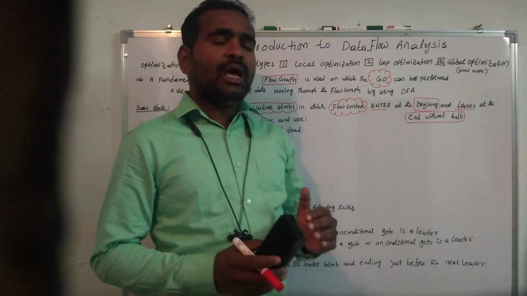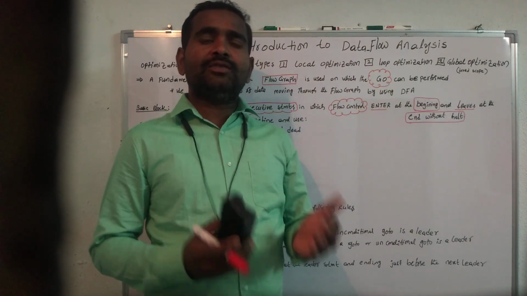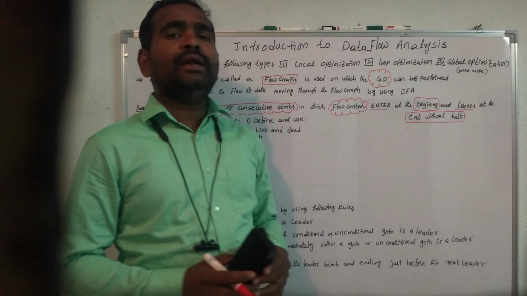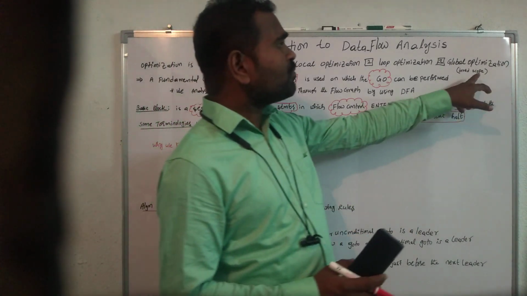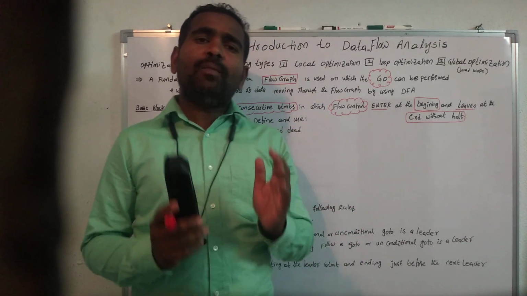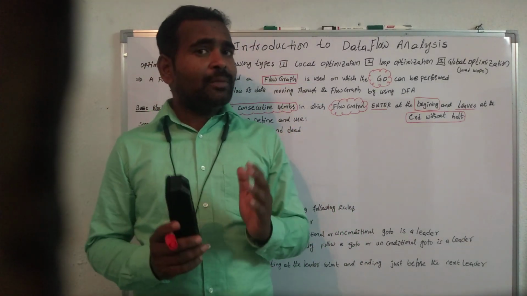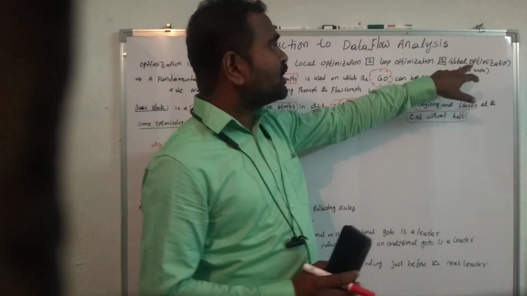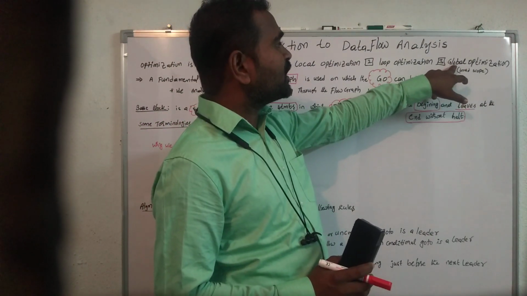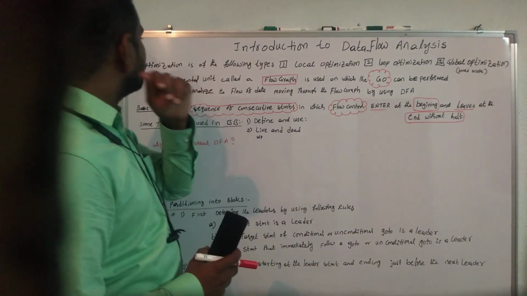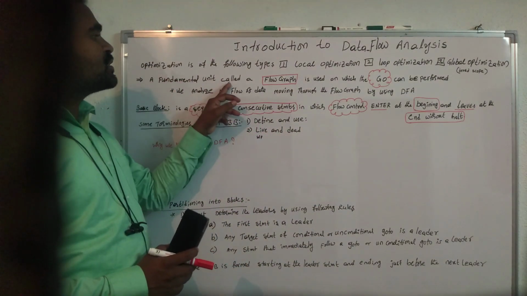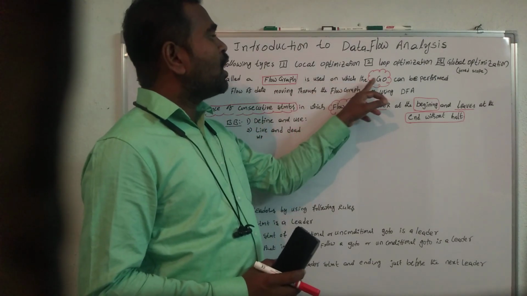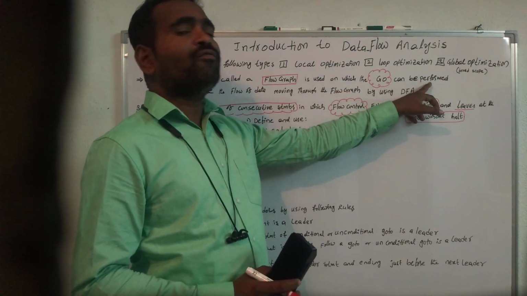Scope means the region in which a variable retains its value throughout the program, and lifetime is the part of the program in which a variable is actually available for use. In global optimization, a fundamental unit called a flow graph is used, on which the global optimizations can be performed.